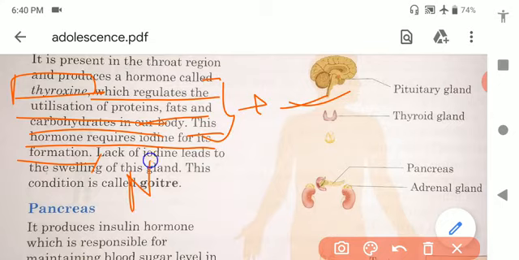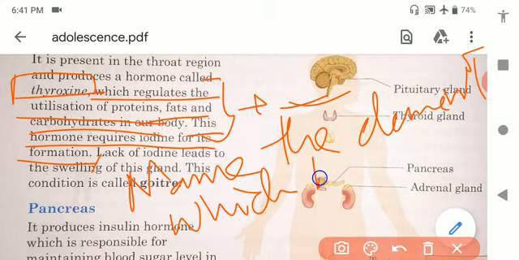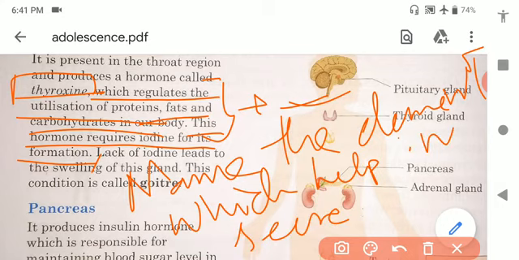Next, name the element which helps in the secretion of thyroxine.